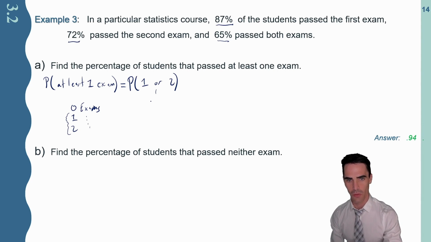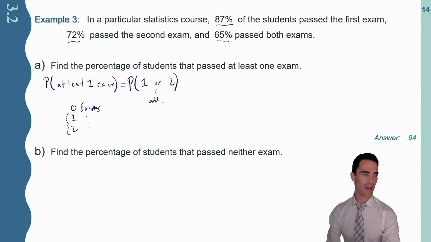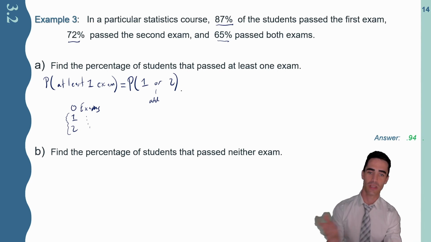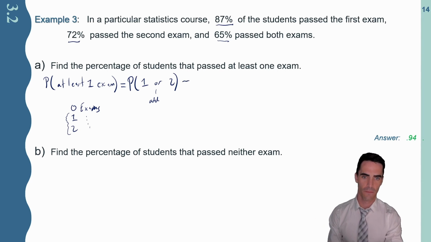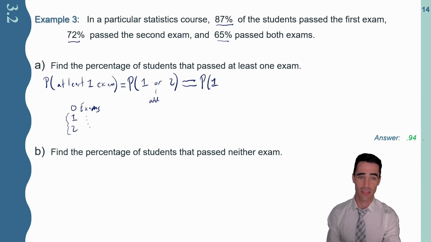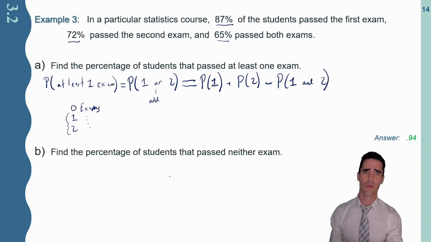And again, the second you see or, you should think add. And this is how we're going to translate into the formula. So this is the probability that they pass the first exam, which I'll denote with a 1, plus the probability that they pass the second exam, which I'll denote with a 2, minus their overlap, the probability of 1 and 2.